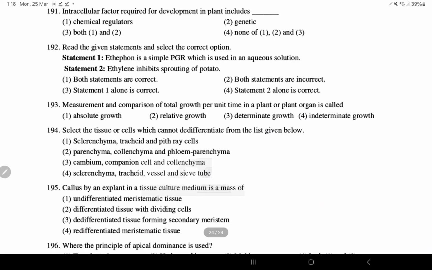Chemical regulators are intercellular messengers. Ethephon is a simple PGR and it is used in an aqueous solution, right? Statement 1: ethylene inhibits the sprouting of potato. Statement 2: ethylene promotes the sprouting of potato. Statement 1 is correct, but statement 2 is wrong.